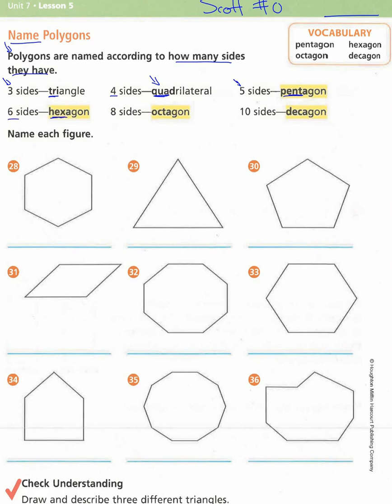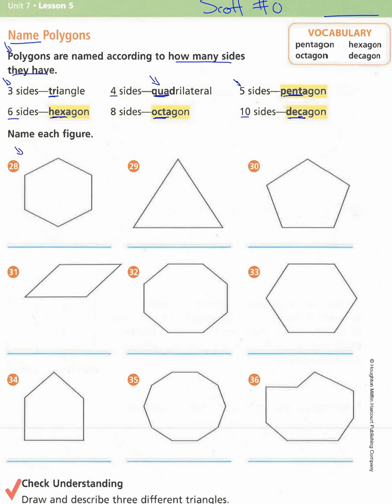6-sided are called hexa. 8-sided are called octagon, like an octopus has 8 arms. And then 10-sided are called deca. Deca, 10. These are all Greek words that come to us from a couple thousand years ago, when the Greeks were developing math, and that's where these words quad, penta, hexa, octa, and deca all come from. So I'll show you how we're going to count each side, and then we're going to name them, okay?